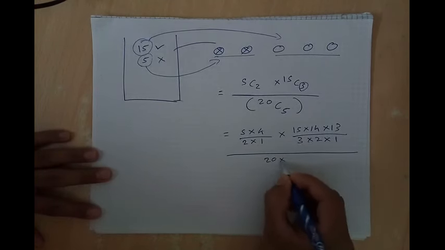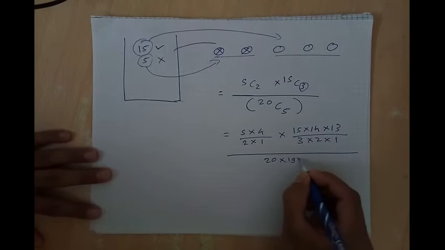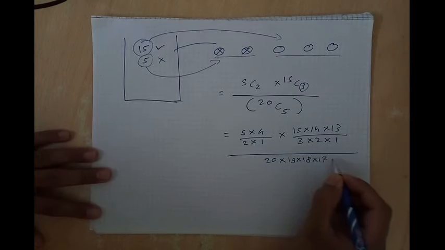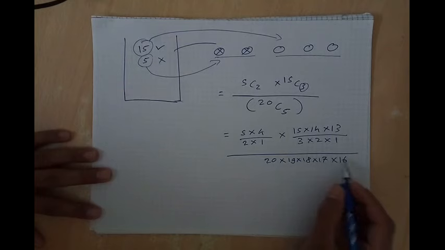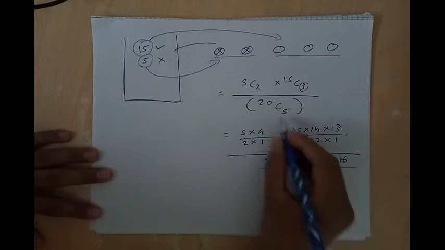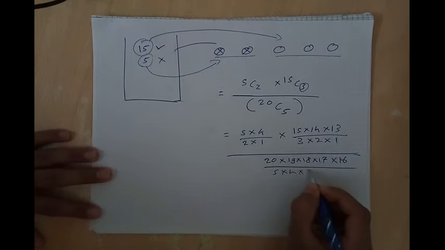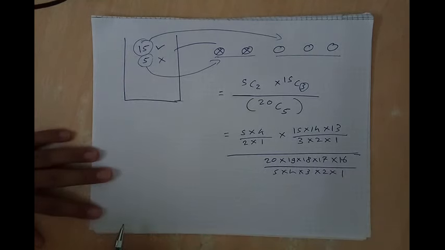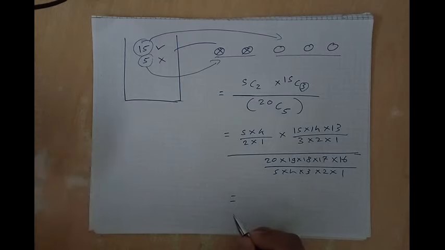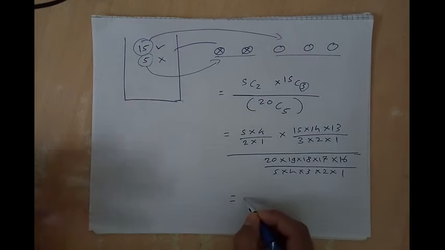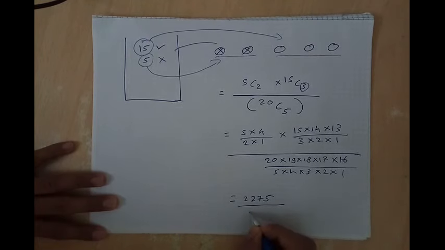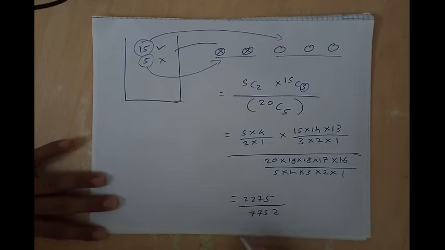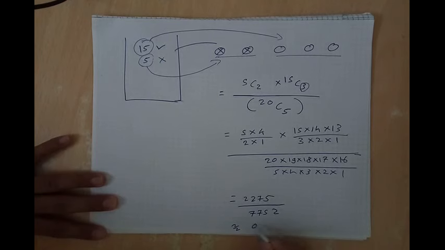Similarly, 20 times 19 times 18 times 17 times 16, that is 5 terms, and in the denominator 5 times 4 times 3 times 2 times 1. Now if you calculate this expression, then you will get your final answer as 2275 divided by 7752. So it is approximately 0.3.